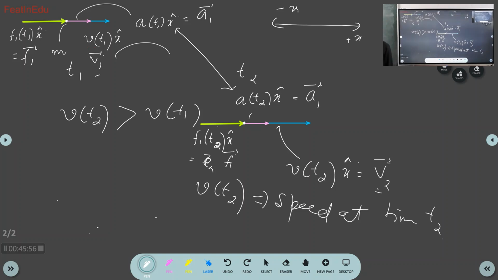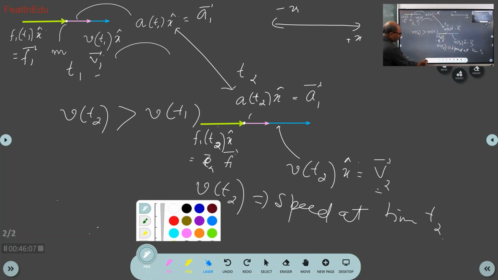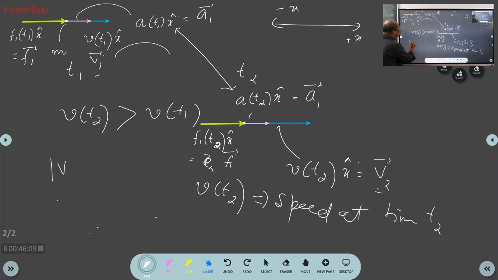I taught you. You wrote the examination also with that new notation. Modulus. So here you will write modulus of V2 bar. Modulus of V2 bar means what? Speed of V2. Speed at time t is greater than modulus of V1, that means speed is more.